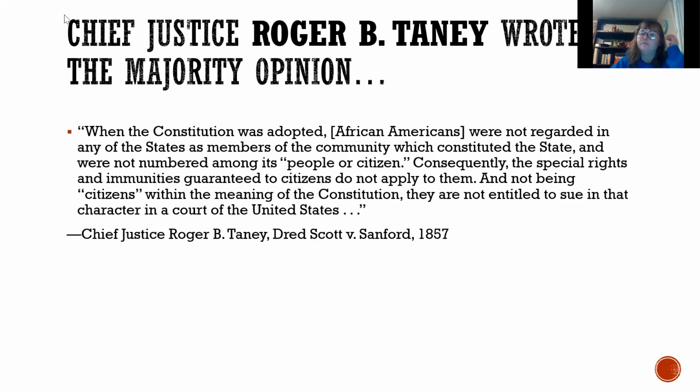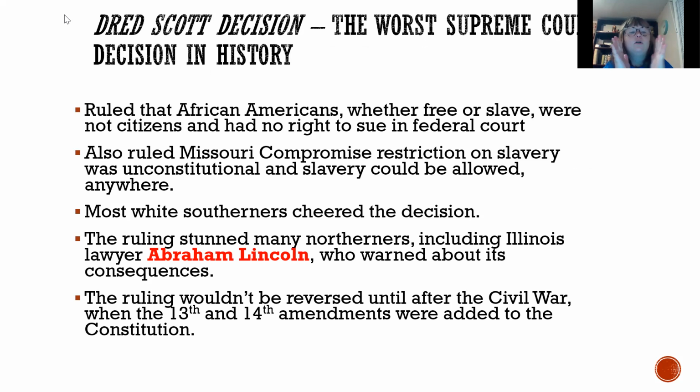Can you even imagine? So the worst Supreme Court decision in history. It ruled that African Americans, whether free or slave, were not citizens and had no right to sue in federal court. If you're starting to get appalled, you should be. If you're starting to get angry, you should be. It also ruled the Missouri Compromise restriction on slavery was unconstitutional and slavery could be allowed anywhere. Most white Southerners cheered the decision. The ruling stunned many Northerners, including Illinois lawyer Abraham Lincoln, who warned about its consequences. The ruling wouldn't be reversed until after the Civil War, when the 13th and 14th Amendments were added to the Constitution.